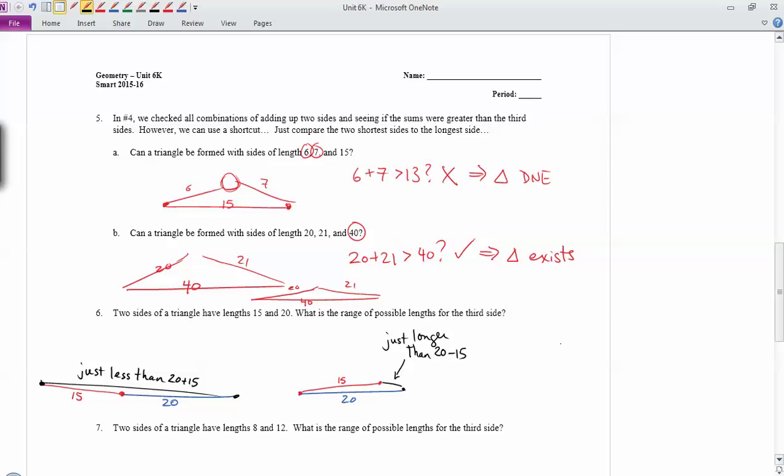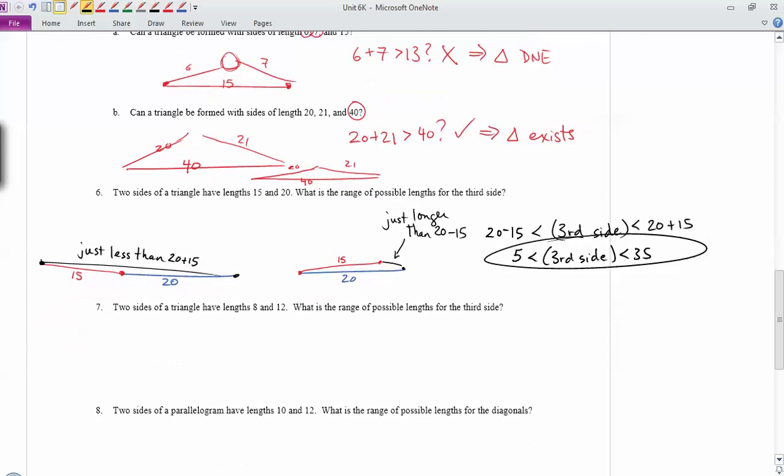So the third side, the way I'm going to write this up, the third side has to be between 20 plus 15 and 20 minus 15. So that leaves us with between 5 and 35 for the third side.